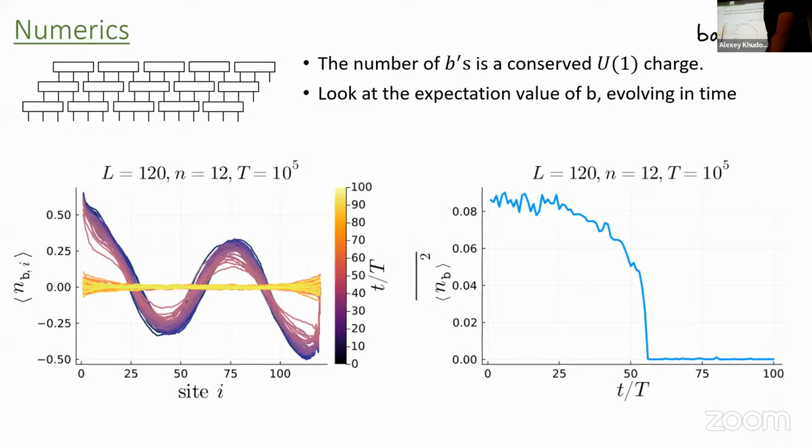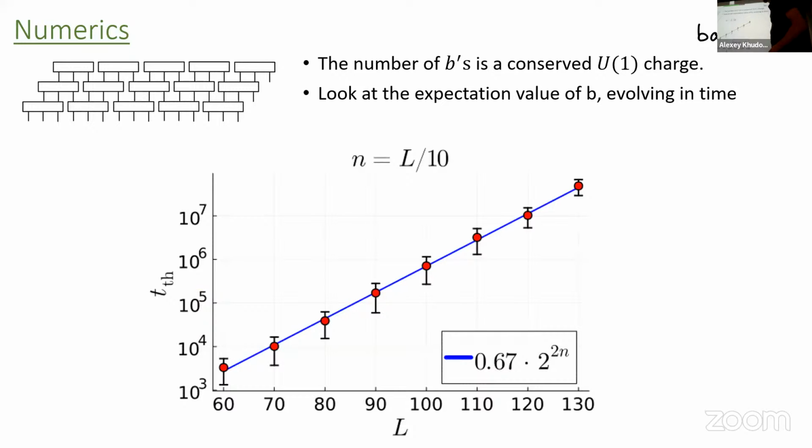Right. So now we fix the initial density of B's. In this case, I take m equals L over 10, and then I do the same experiment for different system sizes. I record the thermalization time. By thermalization time, I mean the time at which this observable drops to 0. And we see that it scales exponentially with the system size.